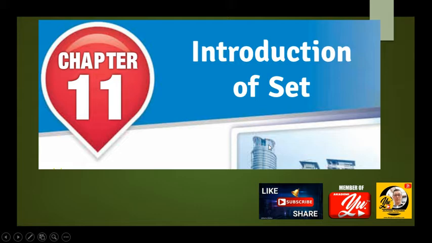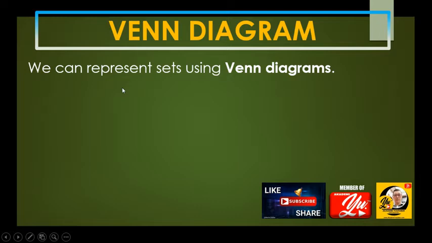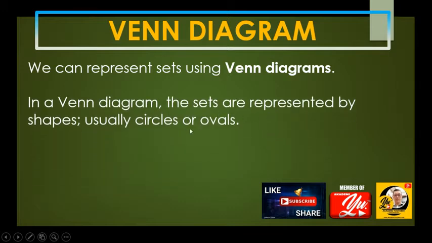Form 1 Mathematics Chapter 11 Introduction of Set. Today we are going to learn Venn diagram. We can represent sets using Venn diagrams. In the Venn diagram, the sets are represented by using shapes. Normally we use circles or ovals.